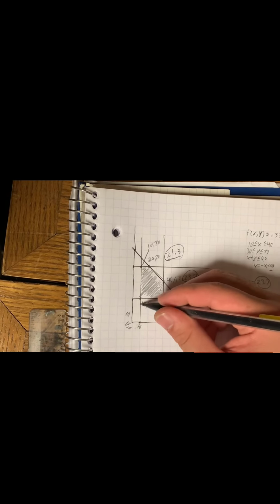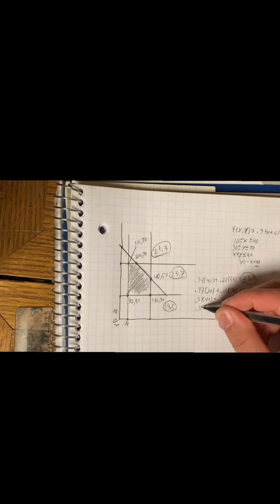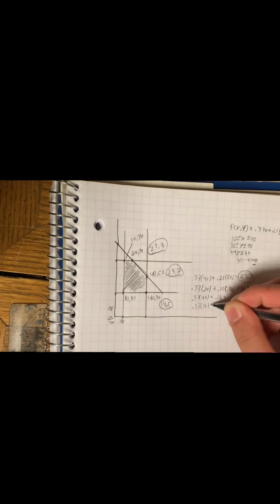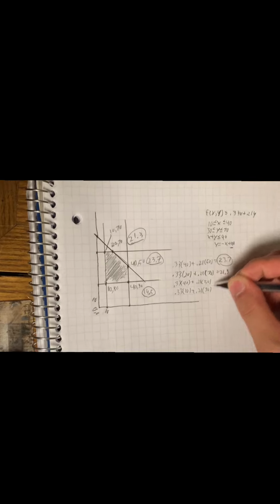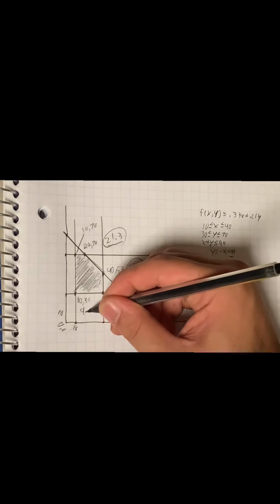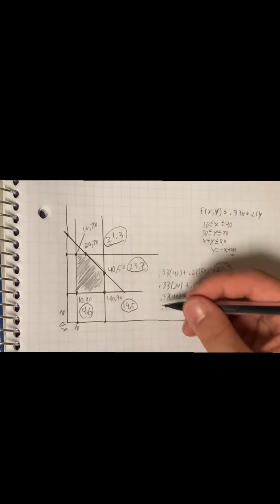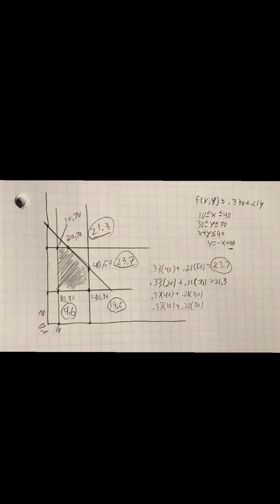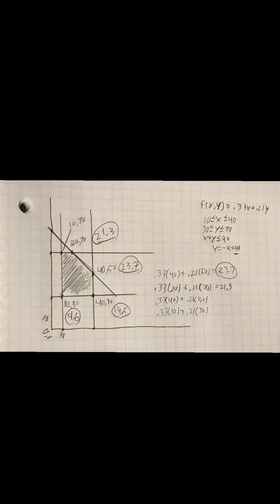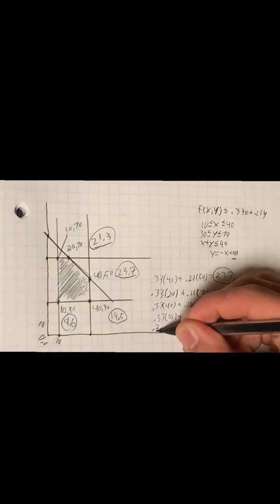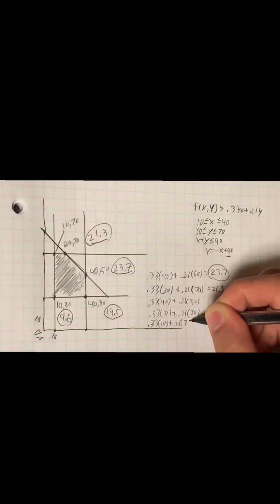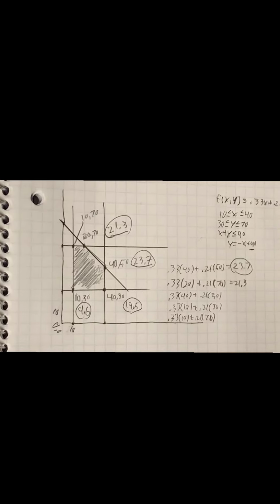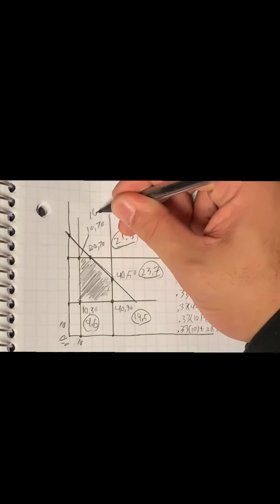Next, we have our equation 10 and 30. So 0.33 times 10 plus 0.21 times 30. That only equals 9.6. And we have one final equation left, which is 10, 70. So 0.33 times 10 plus 0.21 times 70. Now this equals 18.